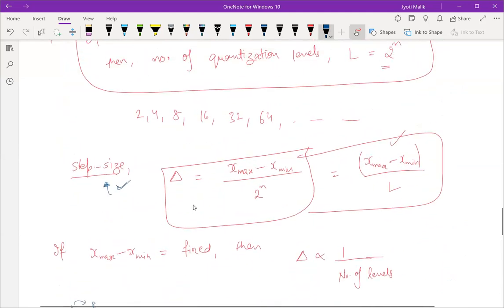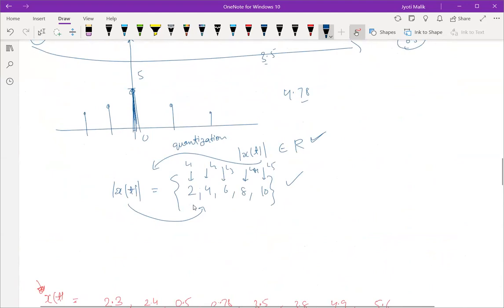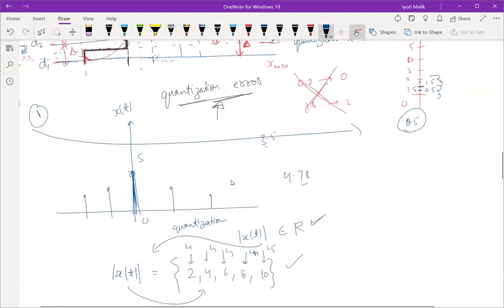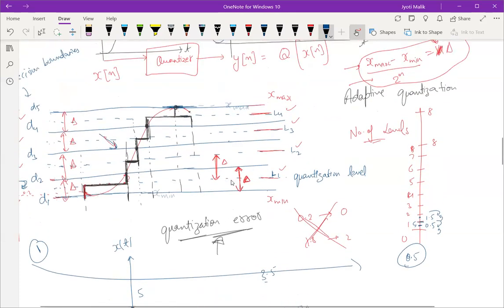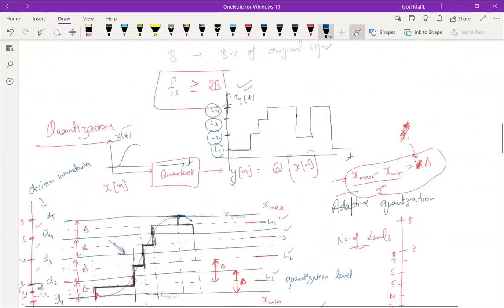Is everything understood? Yes. So increasing the quantization levels means more precision, more accurate, reduced error. Just take 2 minutes to revise it once from here. Then we'll do a question which is there in your lab sheet.